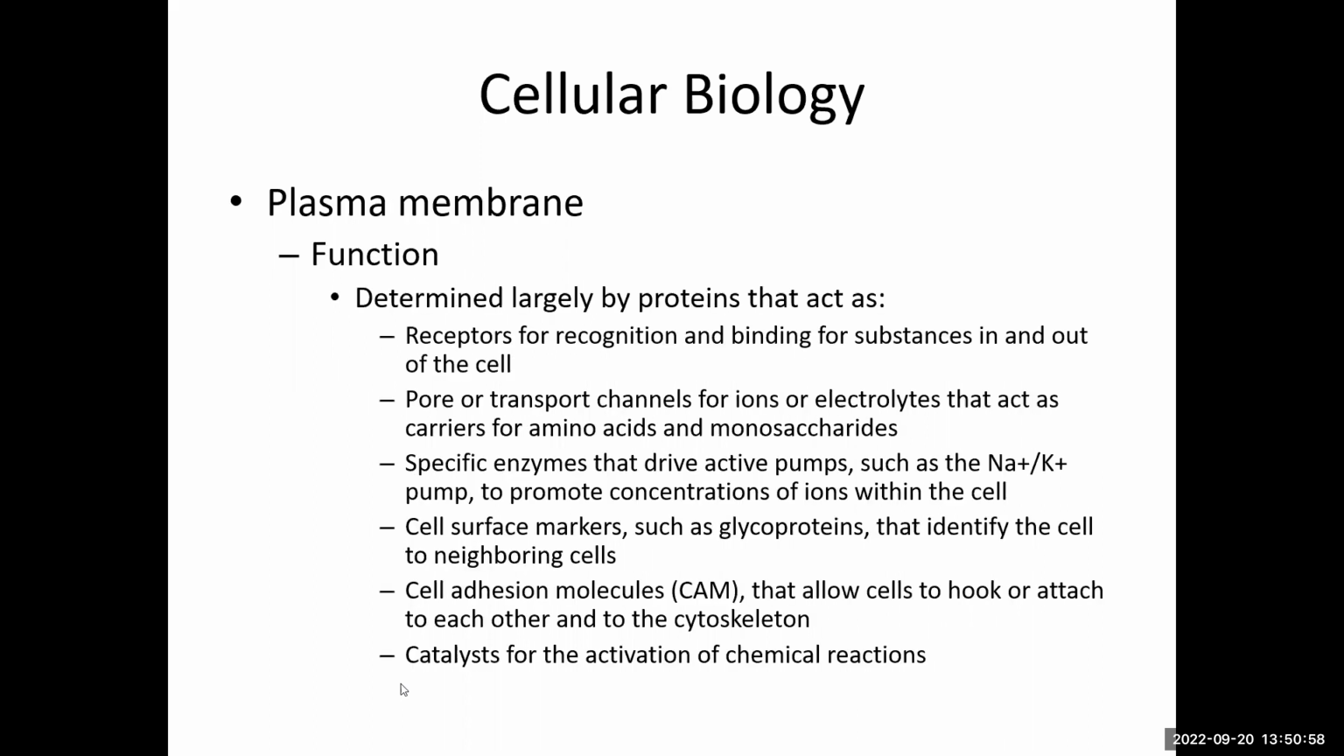The function of our plasma membrane is going to be determined in large part by some of these proteins that we have in the membrane. Some of them can act as receptors that will recognize substances and allow them to come in or out of the cell. Some of them are pores, or what we call transport channels. These are going to let things like charged particles, like our electrolytes, come in and out. We can also have charged amino acids or charged proteins moving in and out through these transport channels.